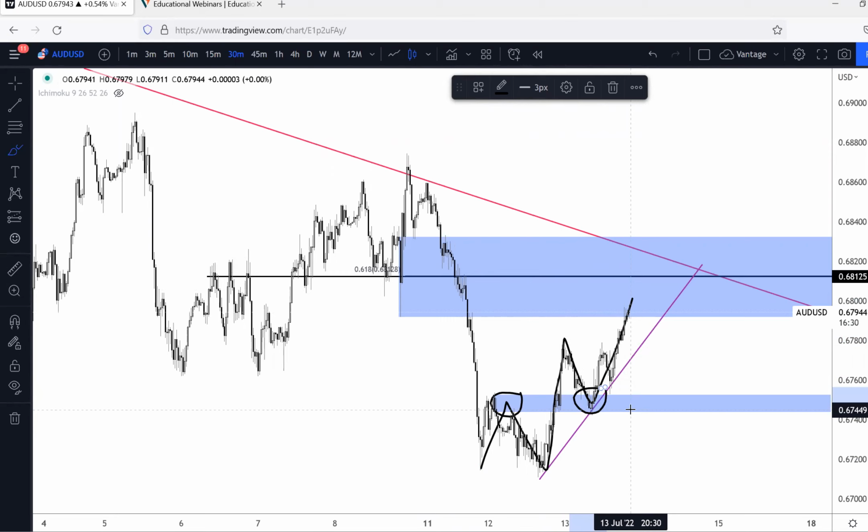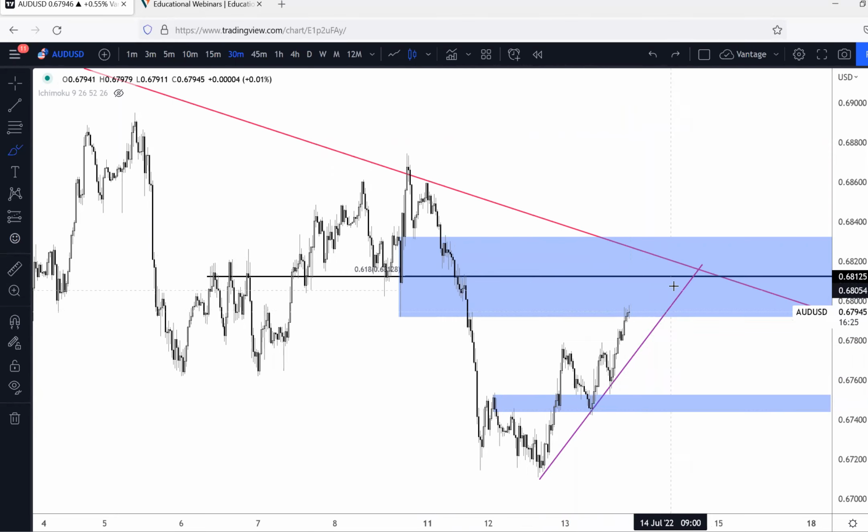So for me, once price comes into this region, if we are playing a short after the break of this ascending trend line, the next thing I want to wait for in terms of the target, this would be one key area to watch.